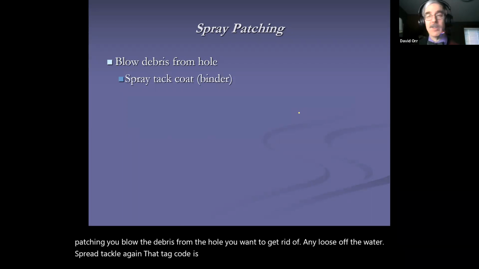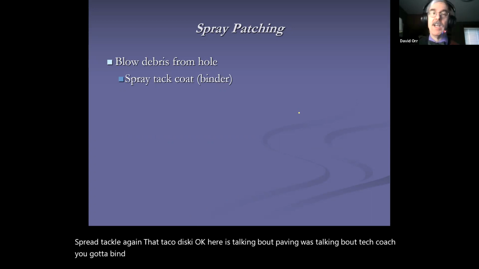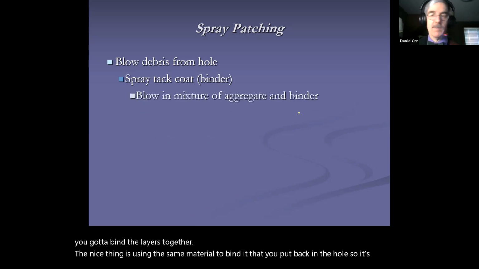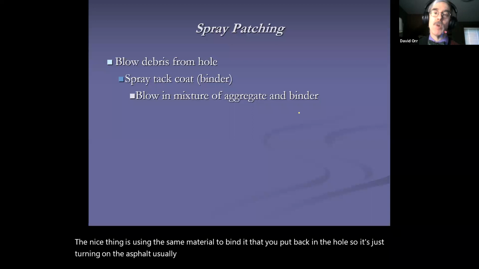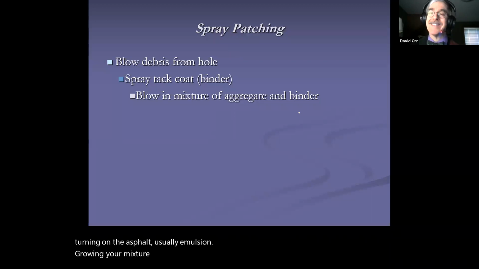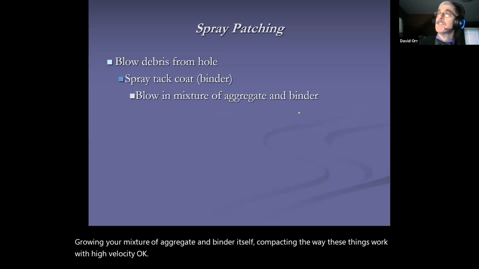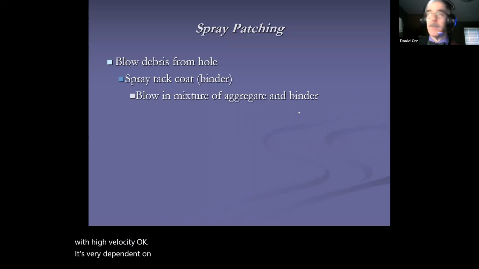Again, that tack coat is key. You hear us talk about paving. We're always talking about tack coat. You got to bind the layers together. The nice thing is you're using the same material to bind it that you put back in the hole. So it's just turning on the asphalt, usually an emulsion. Throw in your mixture of aggregate and binder. It's self-compacting the way these things work with high velocity. It's very dependent on how fussy the operator is, honestly, is in the Q&A pod. Yeah, absolutely. Technique matters.